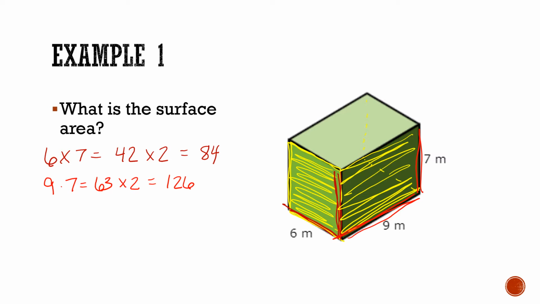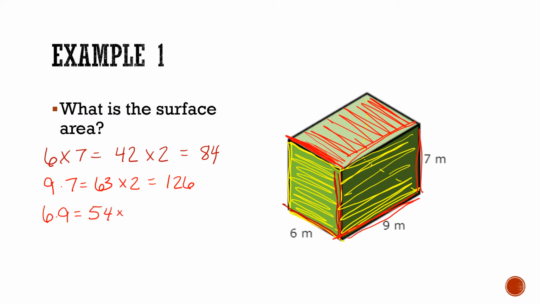Now we need to get the top and the bottom. Okay, so you can look at it either way. You can see this top here visually if you want to use that, which will also be the same as the base that it's currently sitting on. So that's going to be 6 by 9. So 6 times 9 is 54. And obviously the base will also be 54, which gives us 108.